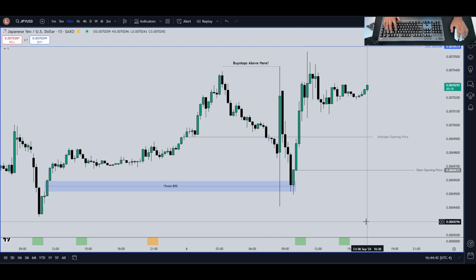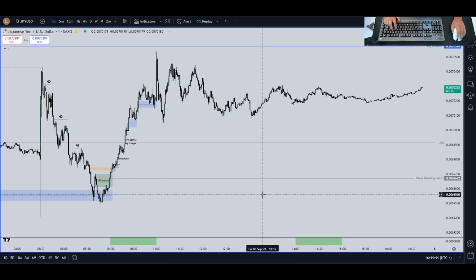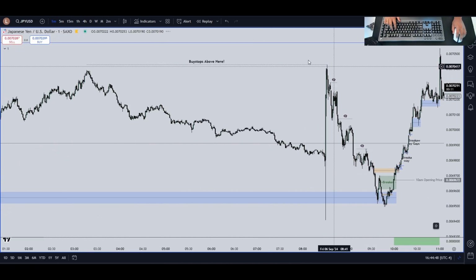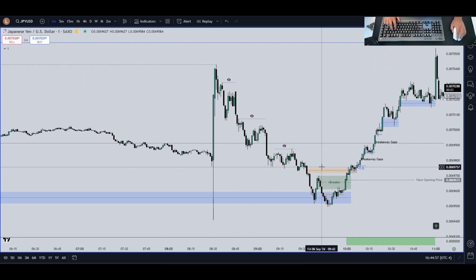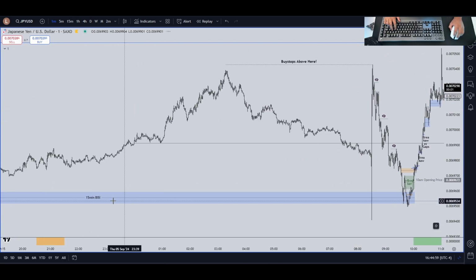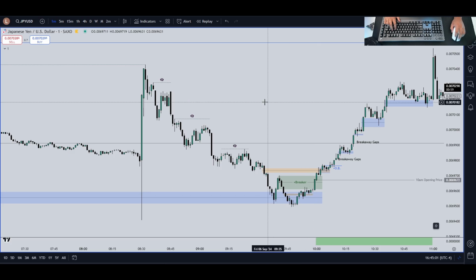Alrighty, so we're going to drop to the 1 minute and see how I would have framed the setup for this day. Remember we talked about how this is our first main draw, as these are really clean highs, and buy stops are going to be above there. And then we have coupled that with the daily buy side liquidity as well. And remember, this blue block is that 15-minute BISI that we talked about earlier.